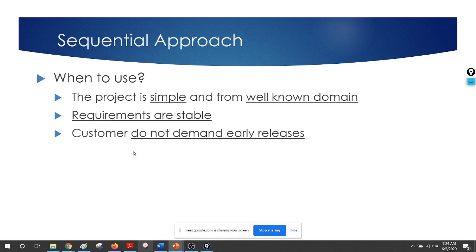So when to use it: if the project is simple and in a well-known domain, requirements are stable and are not going to change much, and of course the customer does not demand early releases.